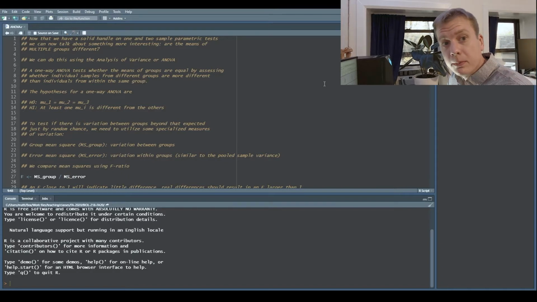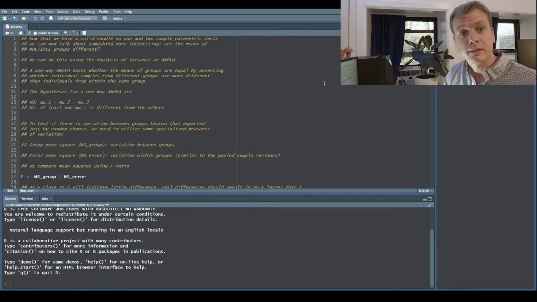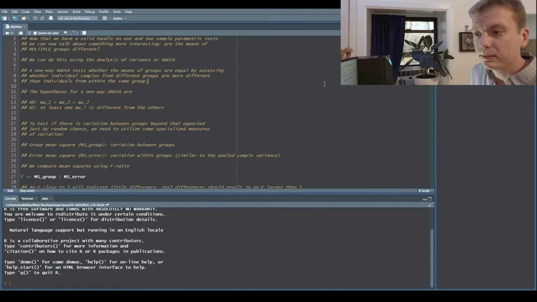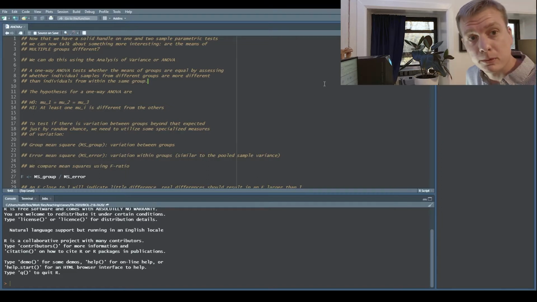So, now that we have a solid handle on the two-sample t-test and the paired t-test, we are now going to move on to something a little more interesting, the comparison of multiple samples. And we do this by performing what's known as an analysis of variance. So an analysis of variance can test whether or not multiple groups are different from each other.